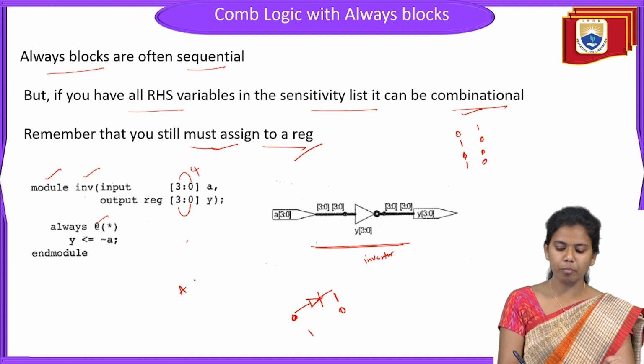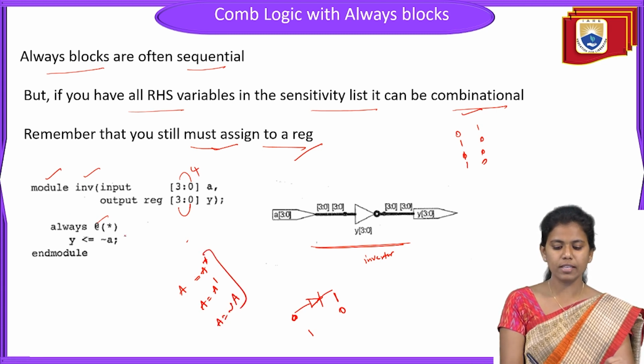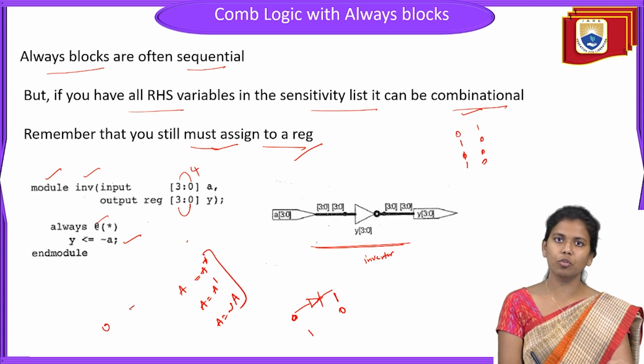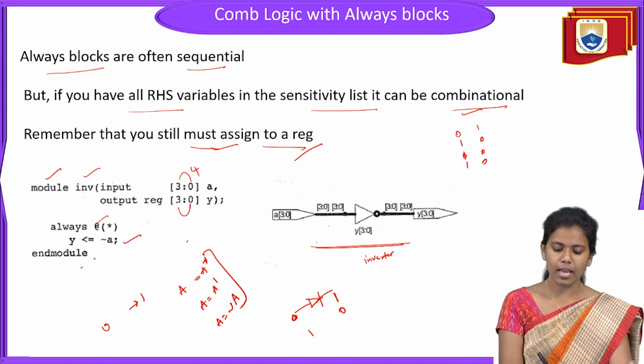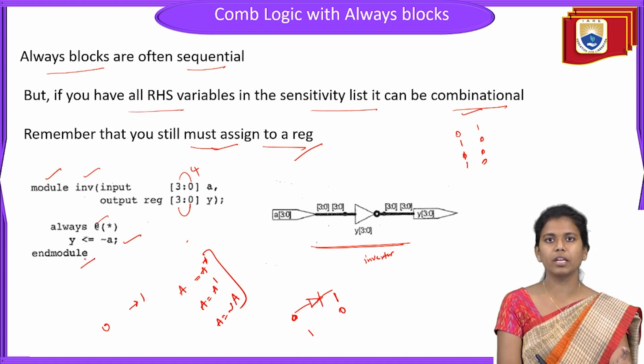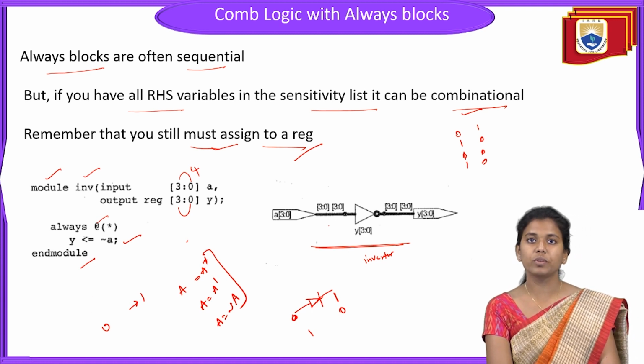Why? Because A complement, and we represent A complement as A bar. Okay, A is equal to not of A. So this is how we will represent it, right? So always @ star, and Y is the output. Y is less than or equal to negation of A. Okay, as it is a NOT gate, we are representing that when the input is 0, we will get the output as 1. So here Y is less than or equal to negation of A. And the end module. Okay, finally we are terminating it with the end module. So this is how we will write the combinational logic with always block.